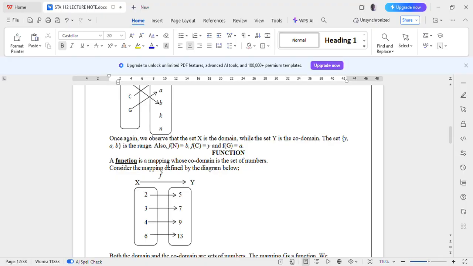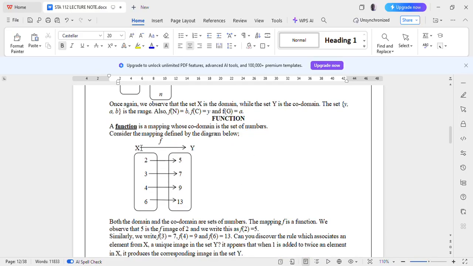So a function is a mapping whose codomain is a set of numbers. Let's go to function now. The function is a mapping whose codomain is a set of numbers. Now let's look at this diagram. X is a set, Y is another set, both non-empty sets. The elements in X are 2, 3, 4, 6, and in Y are 5, 7, 9, 13.